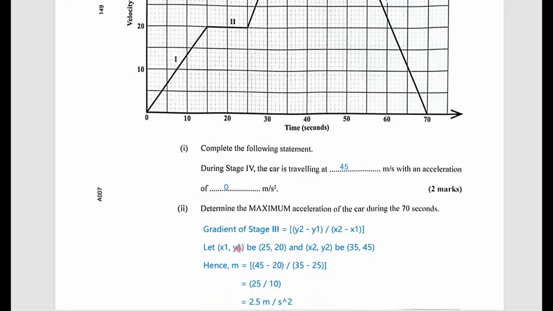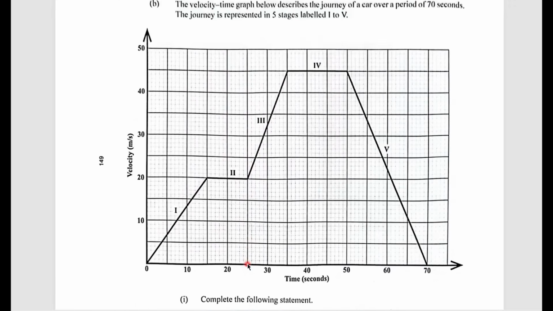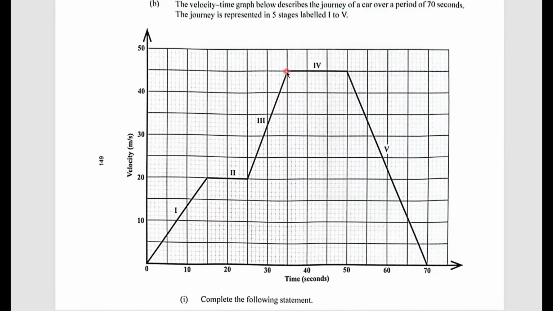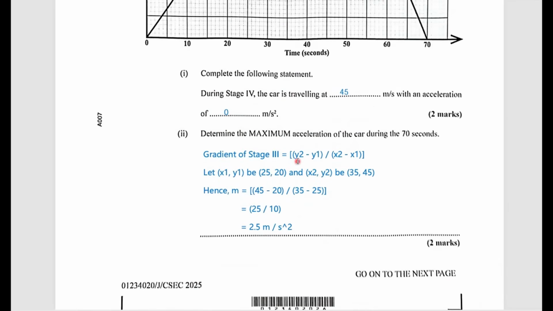And what's x1 and y1? So for x1, y1, I choose 25 with 20. That's this point here. And x2, y2, 35, 45. That's here, 35 with 45. So I essentially picked this point and this point, okay? So 25 with 20 is my x1, y1, and then 35 with 45 is my x2, y2. So y2 minus y1 will be 45 minus 20, all divided by x2 minus x1, 35 minus 25. I get 25 over 10, which is 2.5 meters per second squared.